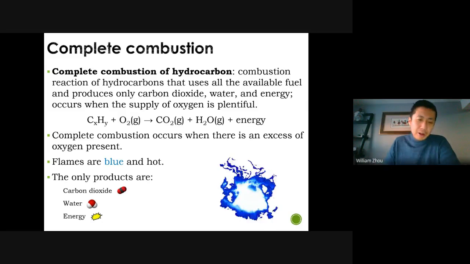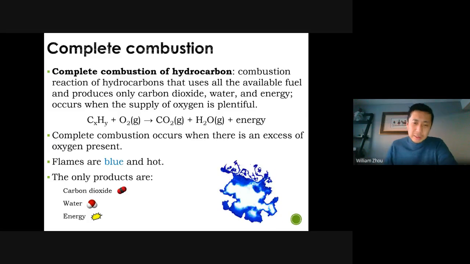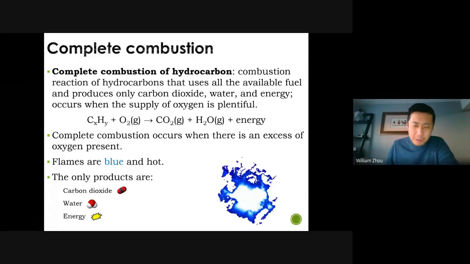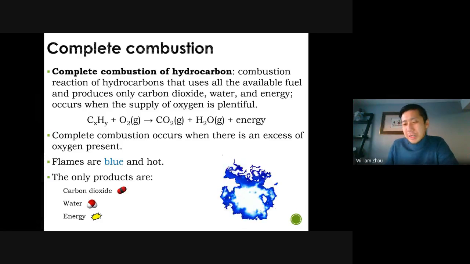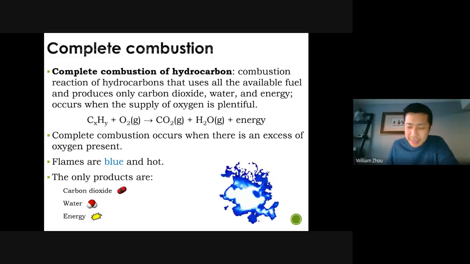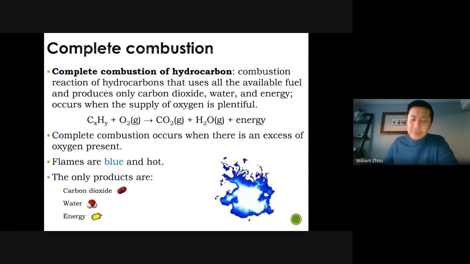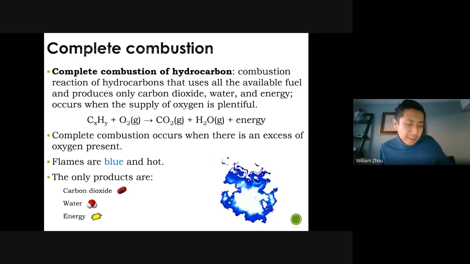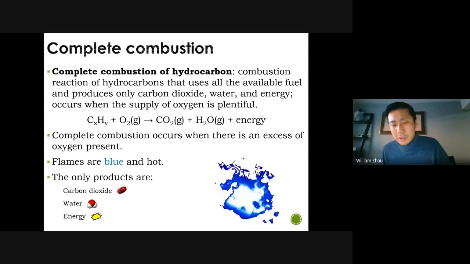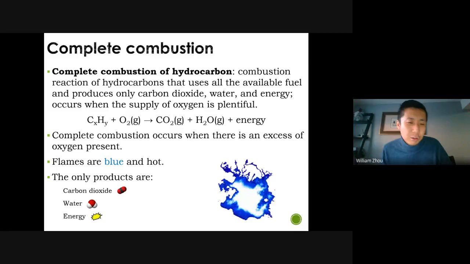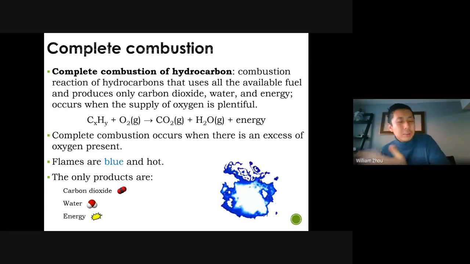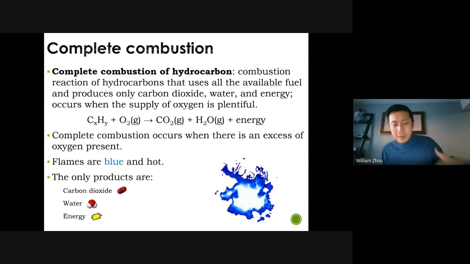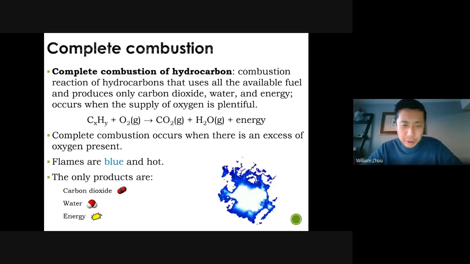And the only products are CO2, H2O, and most importantly, energy. That's why we burn things. We burn for the energy. We don't burn to create carbon dioxide. That's a side product. That's an unfortunate side effect of burning. We want the energy. We want to use the energy to cook food, to warm our homes, to power our cars and whatever. And water and carbon dioxide are released from the pipes. Okay, so that's complete combustion.